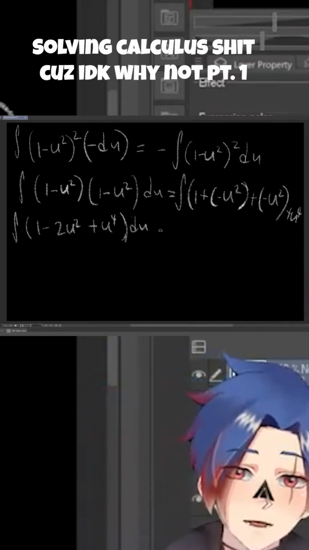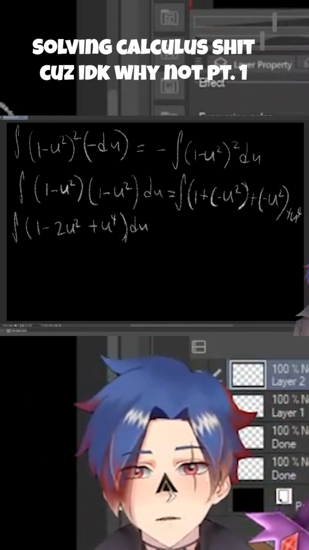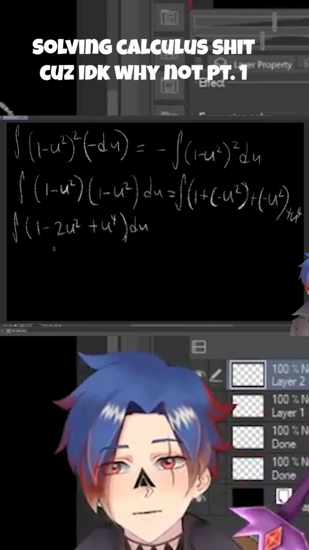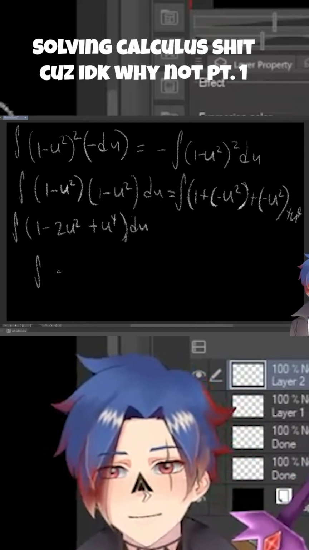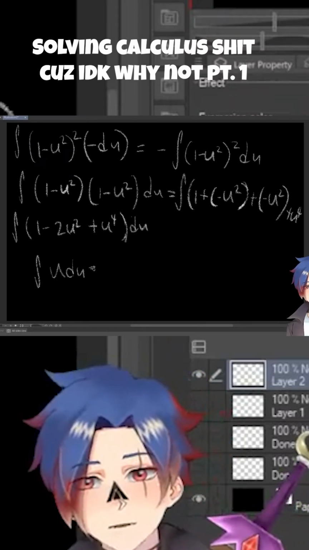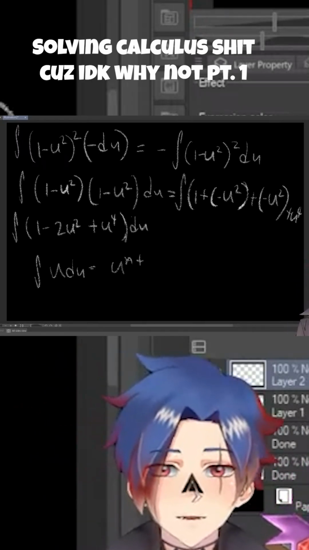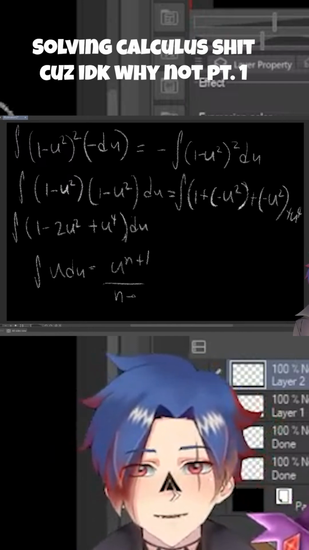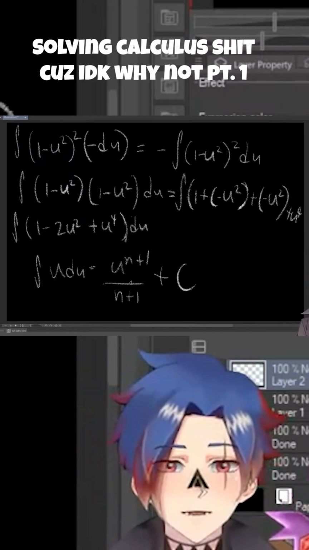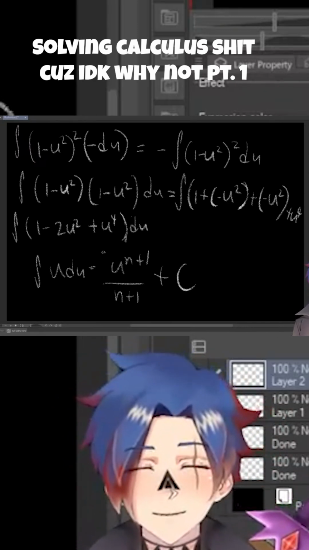So what do we do now? So remember, when integrating u to the n du, it's actually u to the n plus 1 over n plus 1. So n is our exponent plus 1, then divided by n plus 1, plus c. Now the plus c, I can just do after processing everything, because we can do this simultaneously.